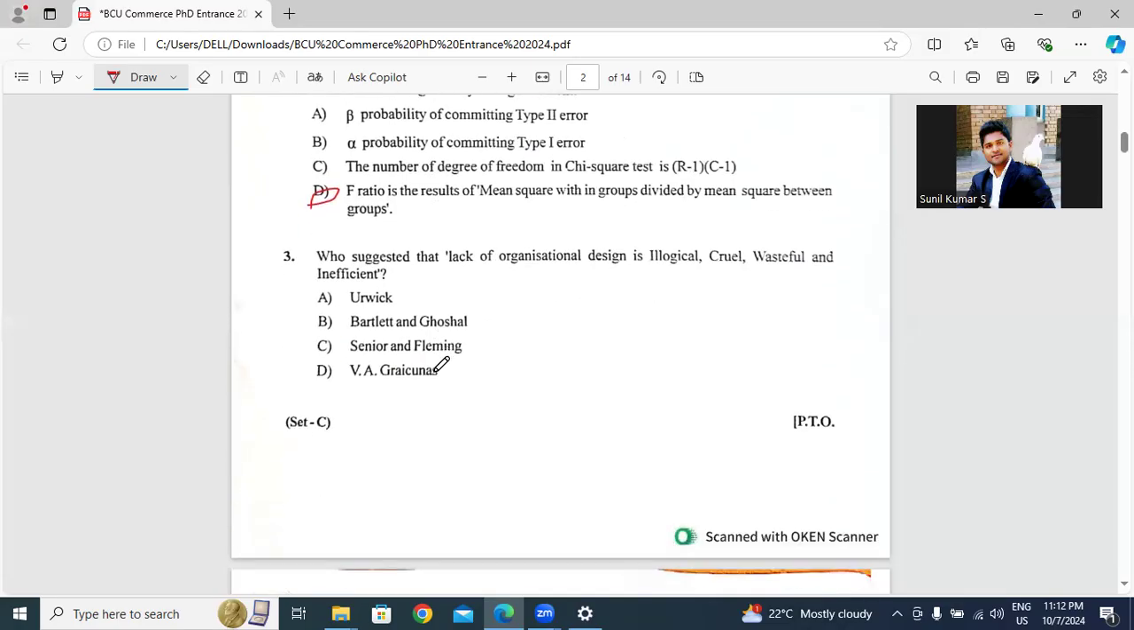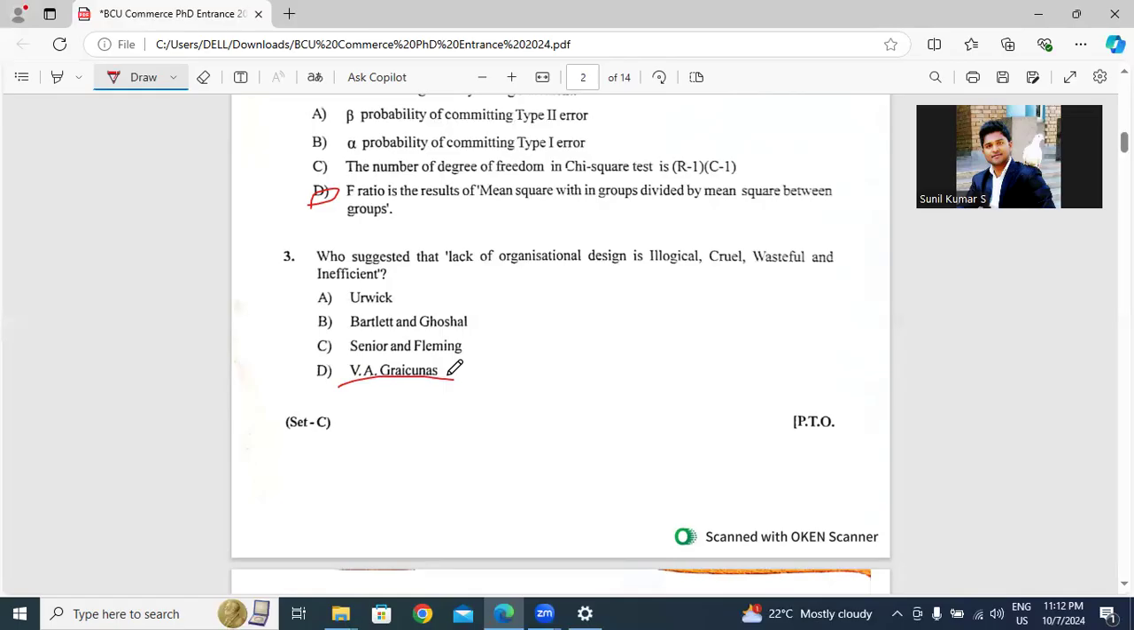Next one: who suggested that the lack of organizational design is illogical, cruel, wasteful, and inefficient? Options are given like Urwick, Bartlett and Ghoshal, Senior and Fleming, and V.A. Grasunos. So actually the answer is V.A. Grasunos. He has mentioned organizational design in this book.